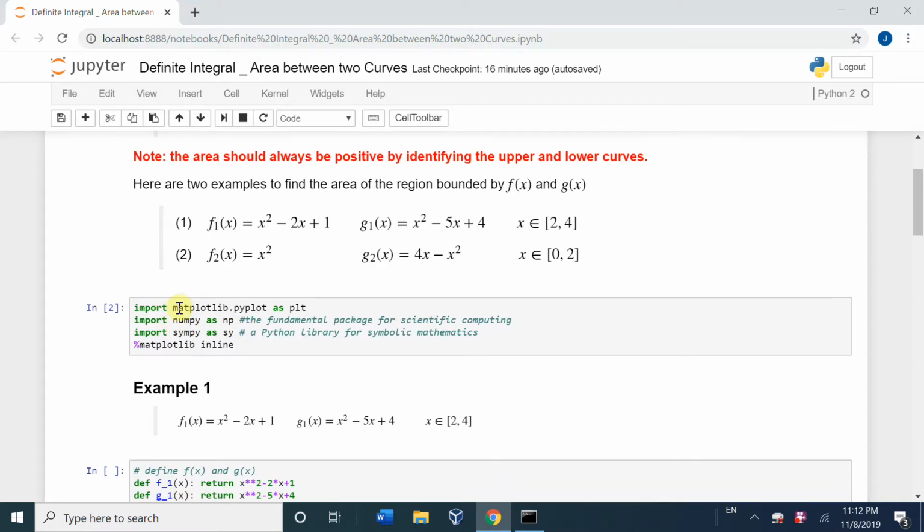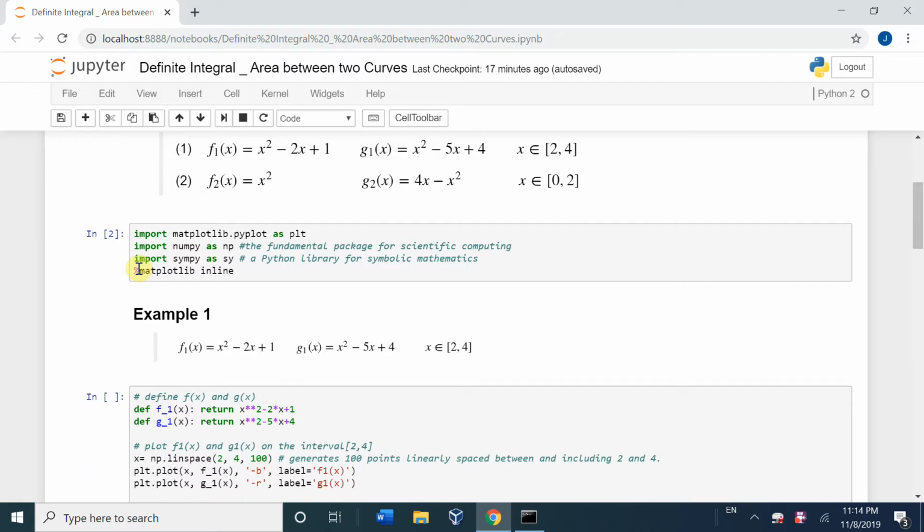First, we import matplotlib, NumPy, and SymPy. NumPy is a scientific computing package, and SymPy is for symbolic math. And we need to write down matplotlib inline. Then we can show the graphs.